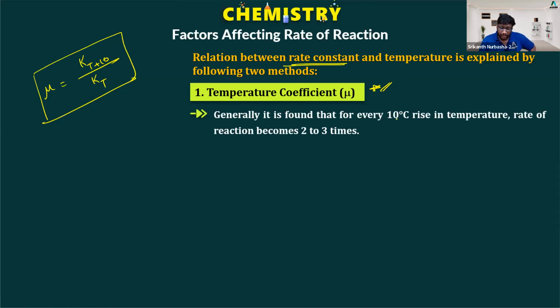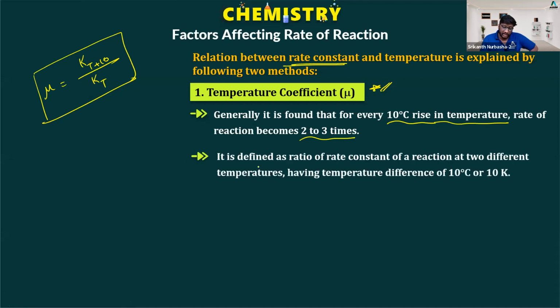Generally, it is found that for every 10 degrees rise in temperature, rate of reaction becomes 2 to 3 times. It is defined as the ratio of rate constants of a reaction at two different temperatures having a temperature difference of 10 degrees Celsius or 10 Kelvin. Mu is equal to K(T+10) by K(T), and mu is found to be in the range of approximately 2 to 3.